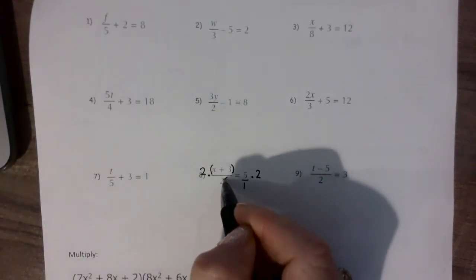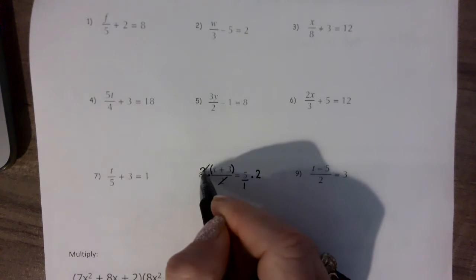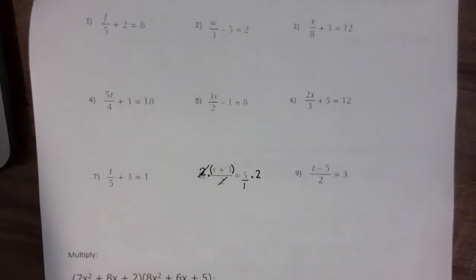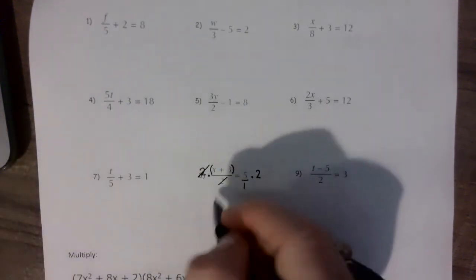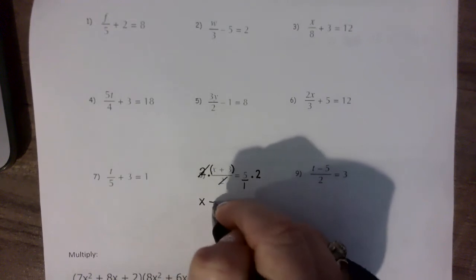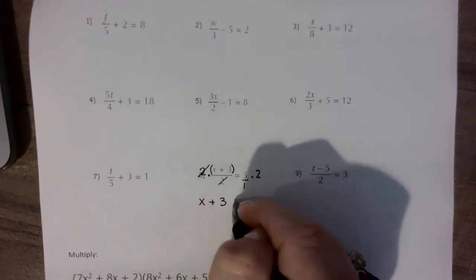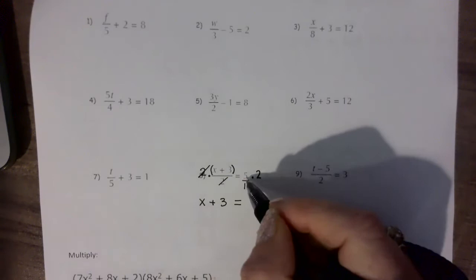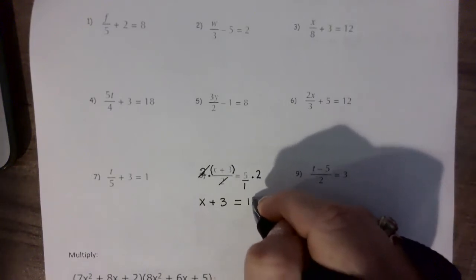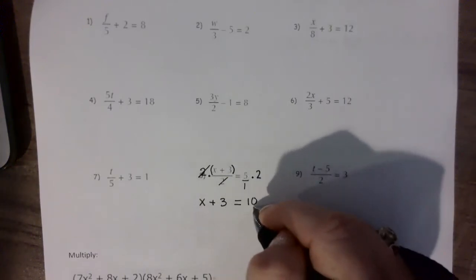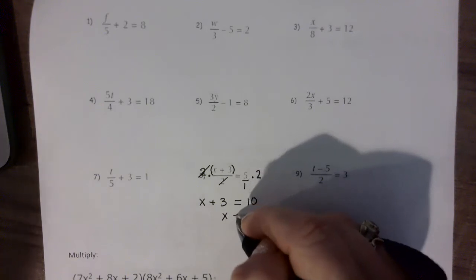The 2 goes into 2, and it actually cancels out over there. So all I have on this side is an x plus 3. And then over here, I have a 5 times 2, which is 10. I subtract my 3, and I get x is equal to 7.